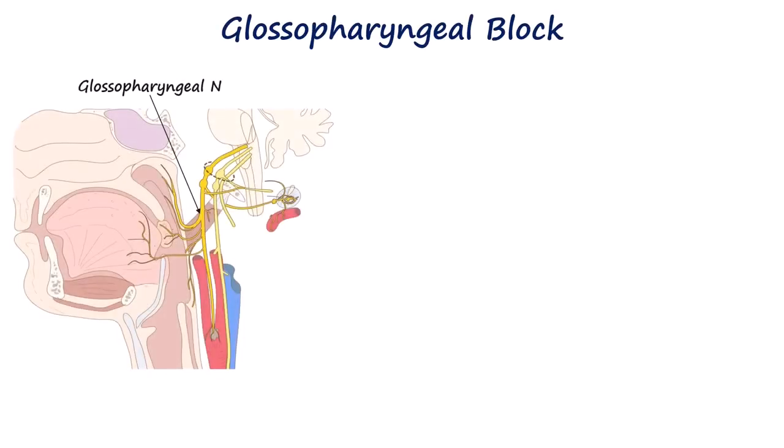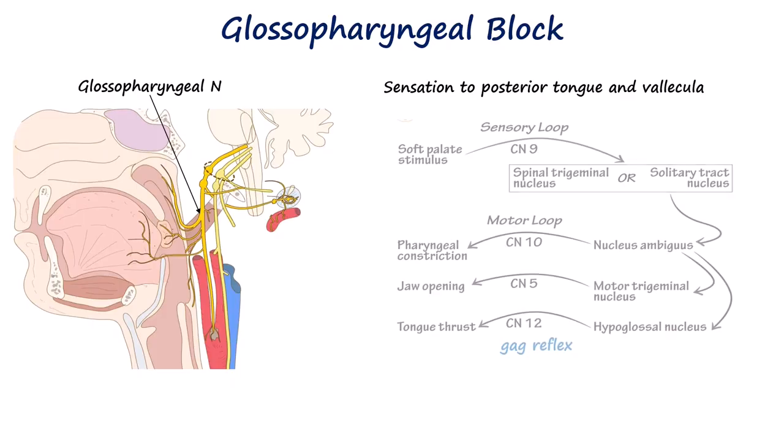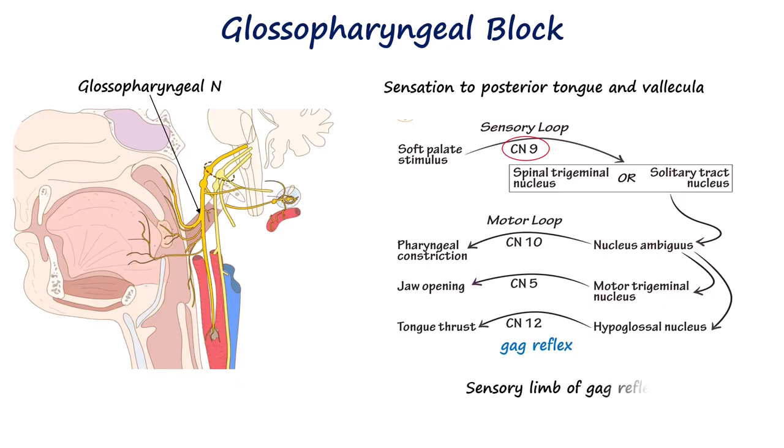Let's begin with the glossopharyngeal nerve block. The glossopharyngeal nerve provides sensation to the posterior third of the tongue and the vallecula, and also provides the sensory limb for the gag reflex. Therefore, this nerve block is particularly useful in abolishing the gag reflex. There are two approaches described for this block: intraoral and peristyloid.